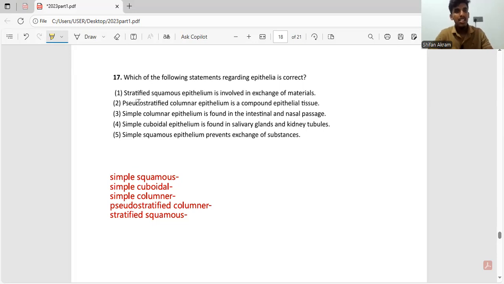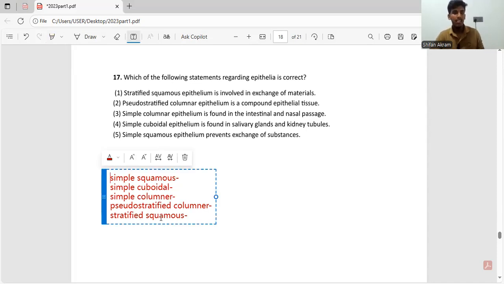First statement says, stratified squamous epithelium is involved in exchange of materials. This is wrong, because stratified squamous epithelium is usually found in places that undergo a lot of tearing and wearing, where a lot of abrasion takes place, usually the anus, vagina, then we have the mouth, the esophagus. So these are places that go under a lot of abrasion. So the stratified squamous is present on those kinds of cells and not involved in exchange of materials.